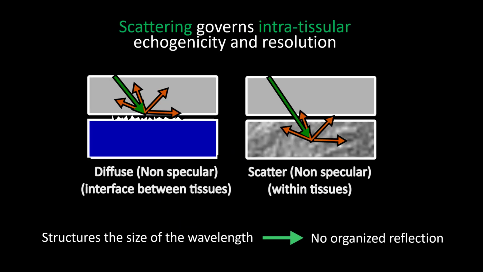There are two terms often used, diffuse reflection and scattering. These are essentially synonyms. Scattering is most often used in the context of non-specular reflection within tissues. Diffuse reflection is more commonly used for non-specular reflection at an interface between two different tissues. Scattering governs intratissular echogenicity and resolution, and constitutes most of the non-specular reflection seen in clinical applications.